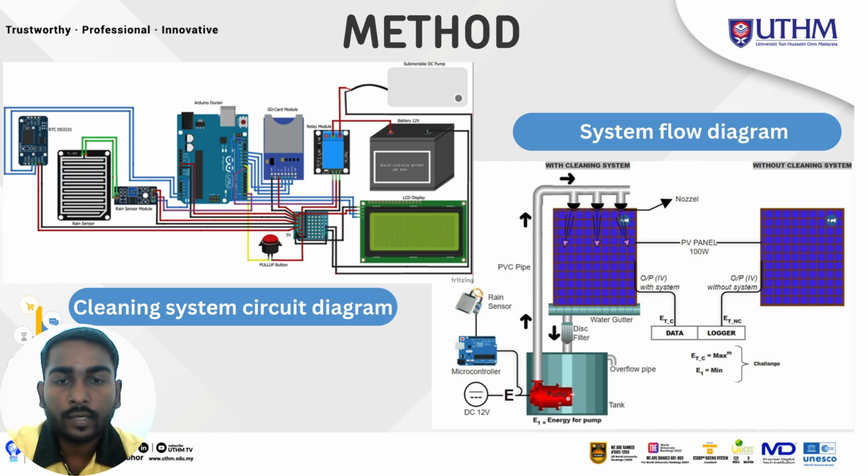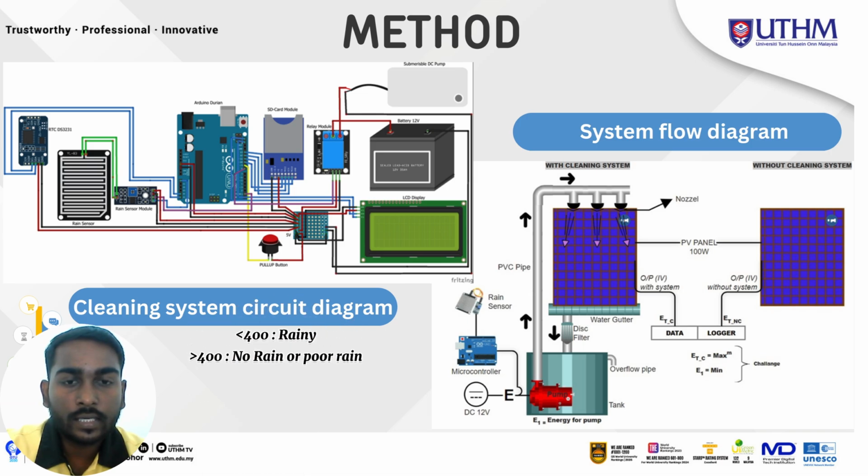We have a manual activation push button. We also have a relay module, which is integrated with a submersible pump and battery to activate the submersible DC pump. We have an LCD display to see the reading of the rain detection value and the activation of the pump. On the right-hand side, you can see the system flow diagram.